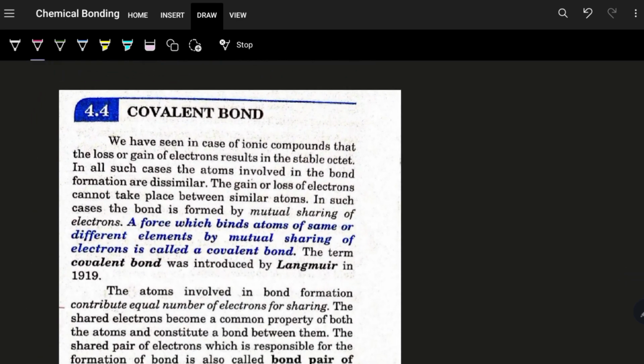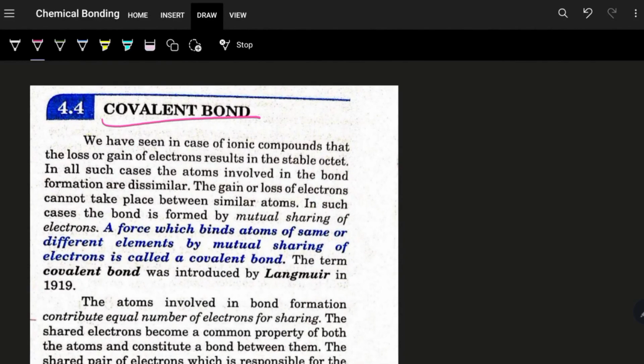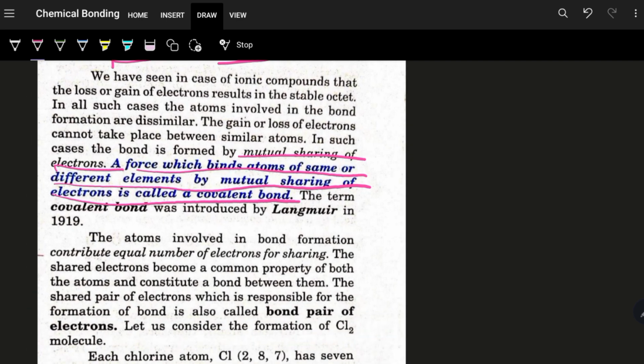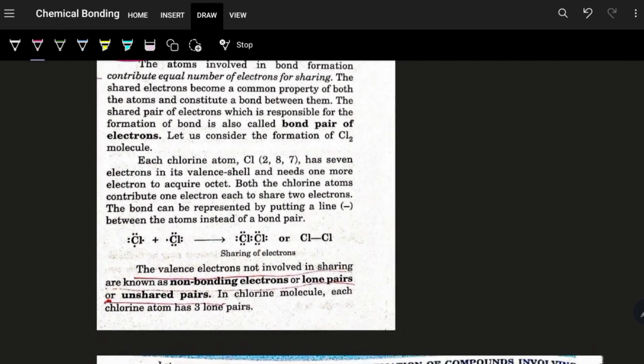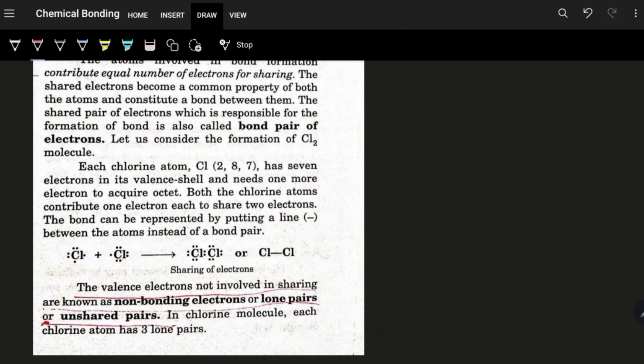Okay, after the formation of ionic bond, we have something called covalent bond, which is obtained by mutual sharing of electrons. A force which binds atoms of the same or different elements by mutual sharing of electrons is called a covalent bond, and it was introduced by Langmuir in 1919, as we have seen. This gives rise to a term which is covalency. How many electrons are shared? That will be the covalency. This is the formation of Cl2 that we have seen here.